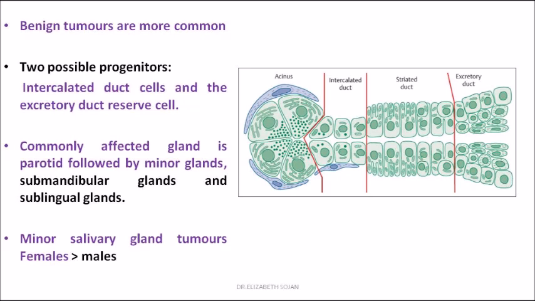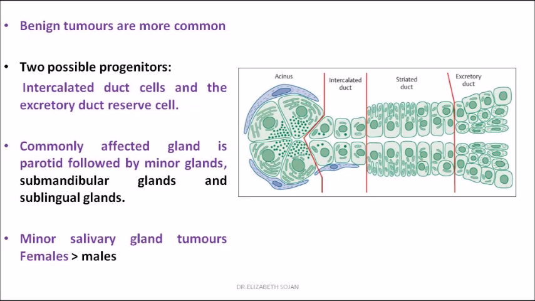As I told you in part 1, myoepithelial cells contain actin and myosin filaments, so they contract, and because of the contraction, the saliva produced in the serous and mucous acini gets released into the duct. The duct is again divided into different portions: the first portion is the intercalated duct, the second is the striated duct, and the last is the excretory duct. So this is the basic histology of the salivary glands.